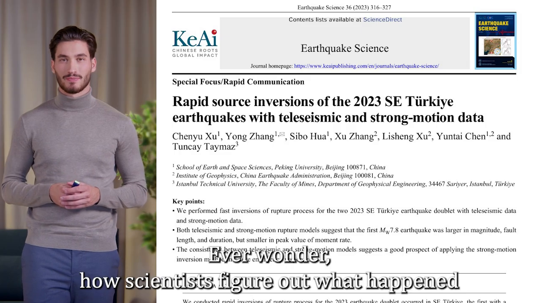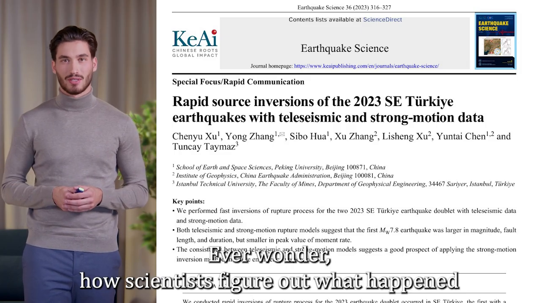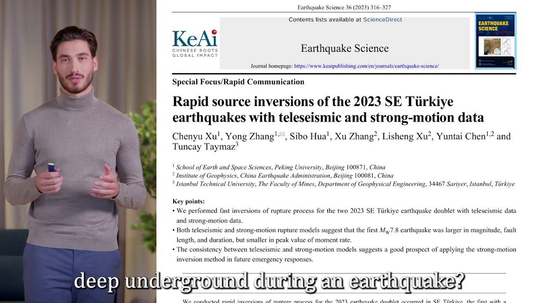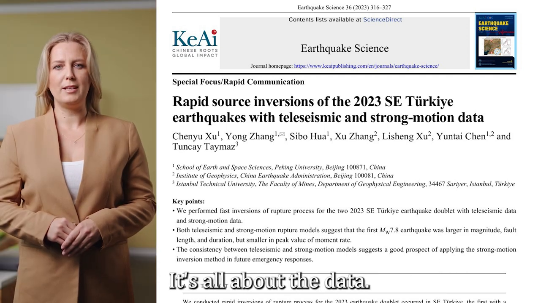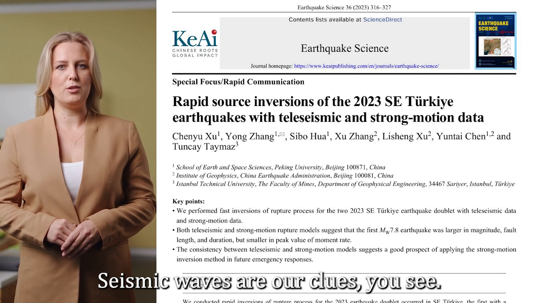Ever wonder how scientists figure out what happened deep underground during an earthquake? It's not like they can just go down there and take a look. Nope. It's all about the data. Seismic waves are our clues, you see.